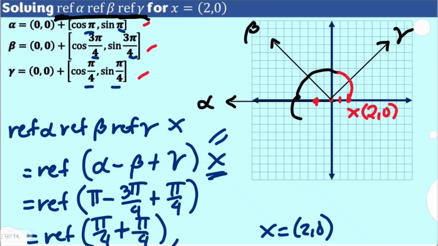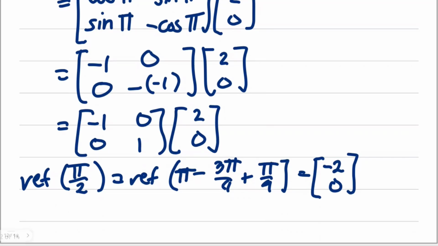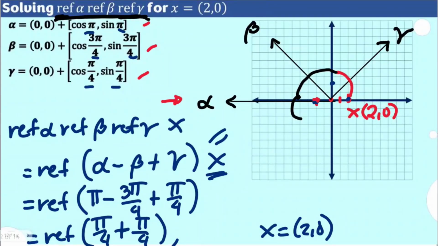It's even on the line alpha, because in the first place, if you reflect this along 45 degrees, it will be reflected here, still on the axis. On our beta, it will be reflected here, and for the alpha itself, it will still be reflected there. That is the result, which is identified as negative 2 and 0. This is how we solve the triple reflections in this manner using the identity we have proven. Thank you very much for watching.